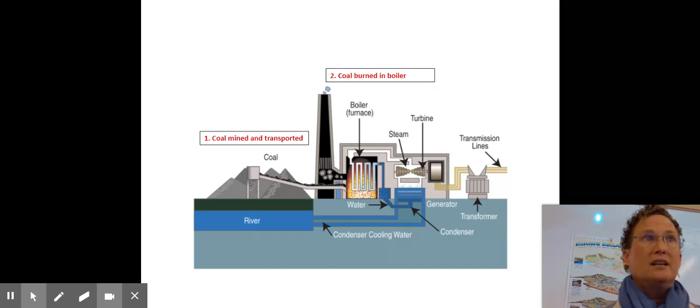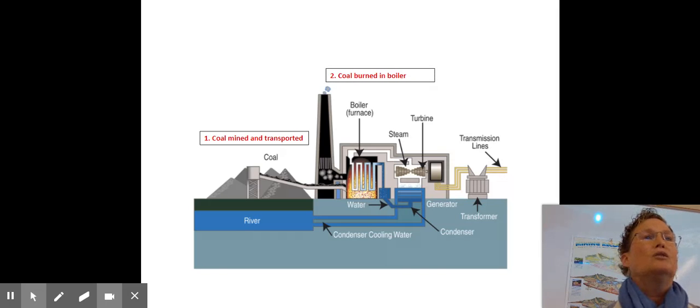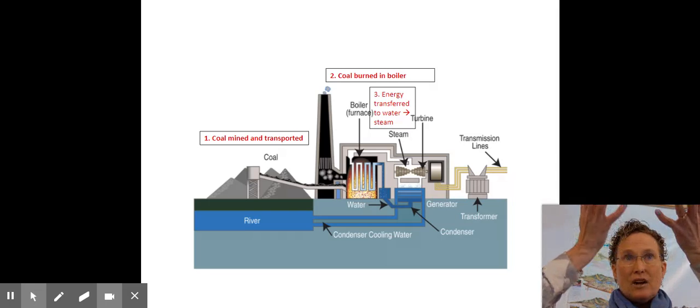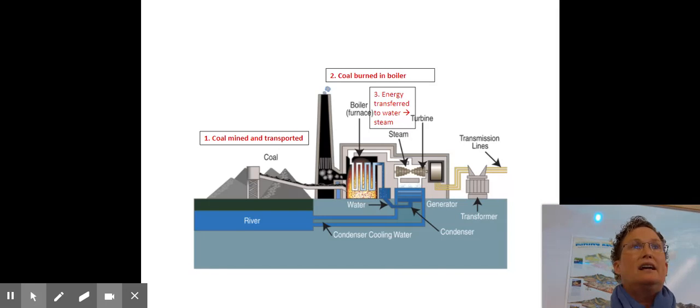Then it's burned in a boiler. So you put the coal in and you burn it. And then you use water. So the energy is transferred to water to make steam. And what happens when the steam is rising, it'll make these turbines turn.